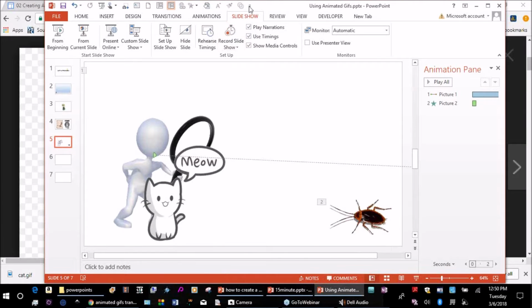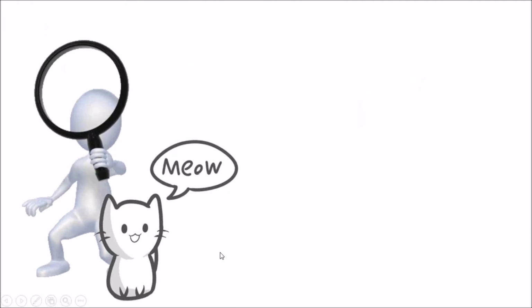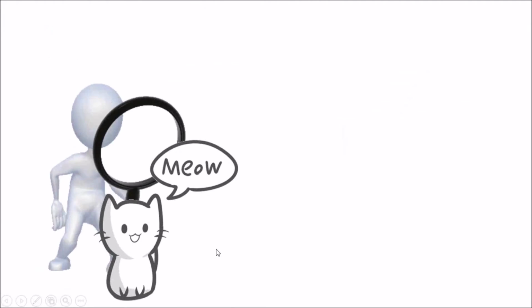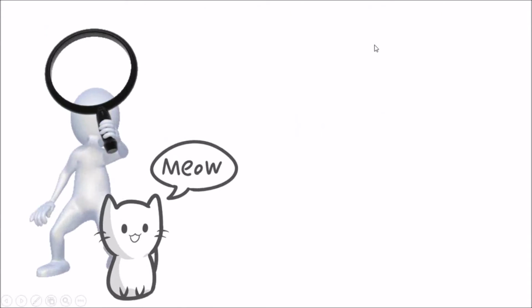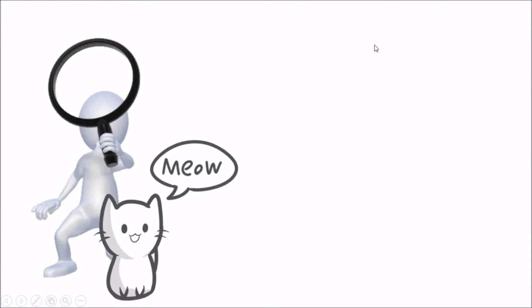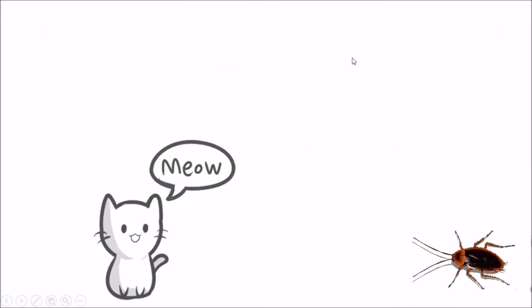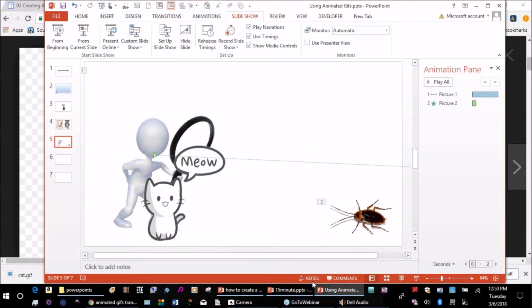So now when I play the slideshow from the current slide, the magnifying guy can now move behind the cat, and there's no background around him to cover up any parts of his movement. So he's moving behind the animated GIF, like so. Anyway, there are all kinds of those out there that you might find effective to use in your presentations.